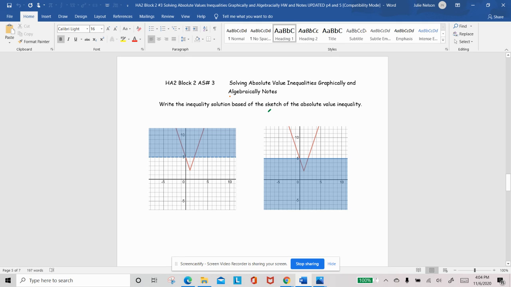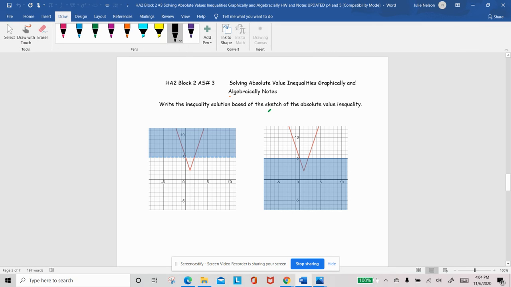The 4 problems I'm about to show you are absolute value functions and linear functions that are already graphed. I just want you to see if you can figure out what the solutions are.